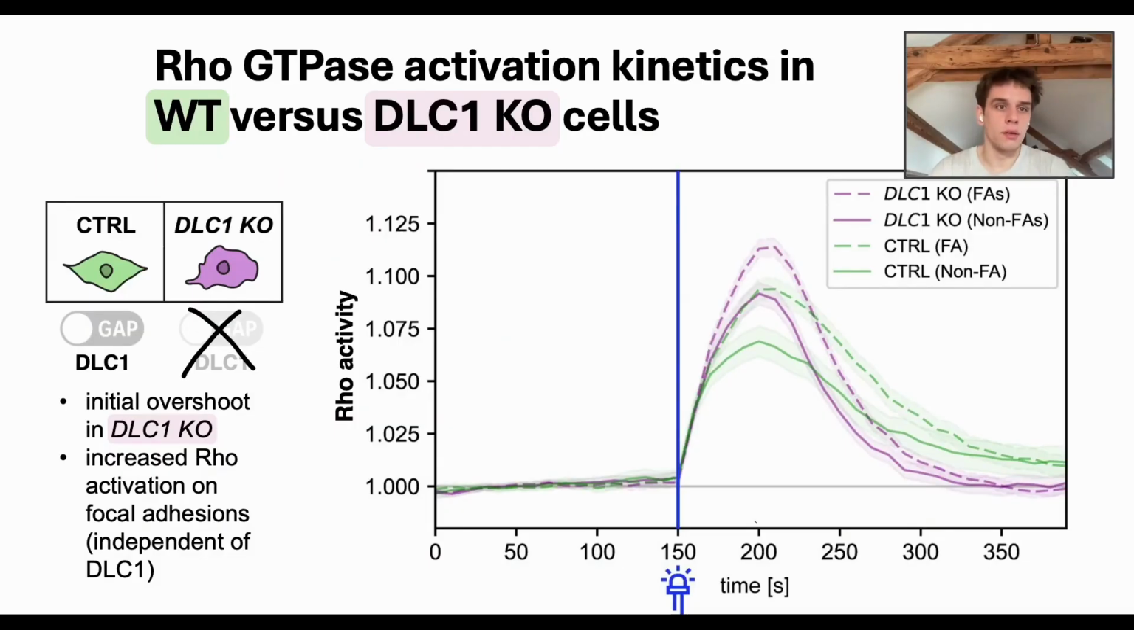So very quickly, the results that we saw is that in cell lines that don't have DLC1, so the knockout cell lines in pink here, we saw an overshoot of Rho activity compared to the wild type cells in green. And we also saw a difference on focal adhesions versus non-focal adhesions. So with the same light dose, we were able to recruit Rho more efficiently on focal adhesions versus bare plasma membrane.